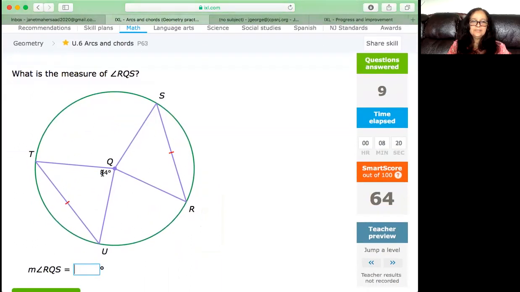Exact same thing in here. What is the measure of angle RQS? RQS should be congruent. Because why is it congruent? Because of side. Why are these two sides congruent? Because they are radii in the same circle. Okay, so the answer has to be 84.